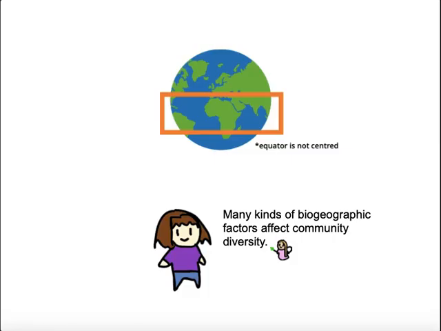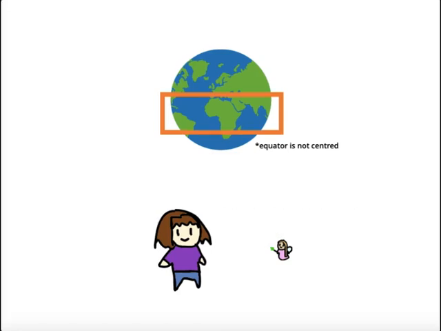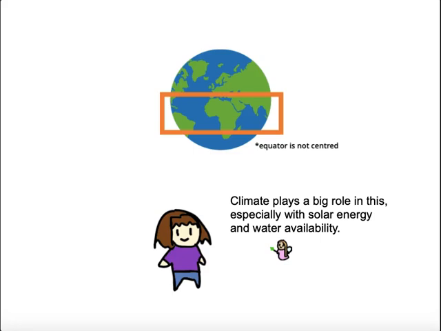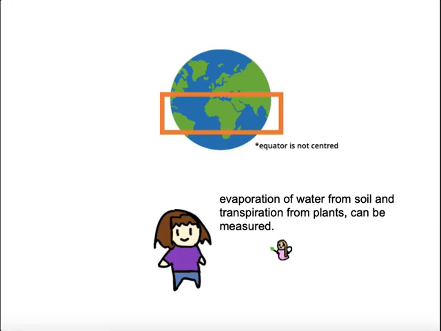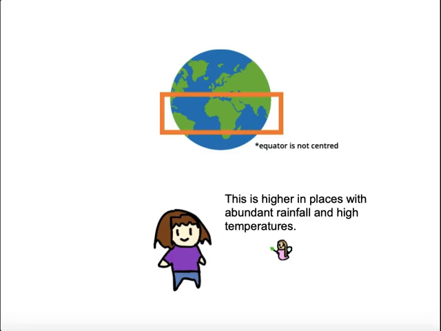Many kinds of biogeographic factors affect community diversity. Areas near the tropic latitudes tend to have more diversity. Climate plays a big role in this, especially with solar energy and water availability. Together, a community's rate of evapotranspiration, evaporation of water from soil and transpiration from plants, can be measured. This is higher in places with abundant rainfall and high temperatures.